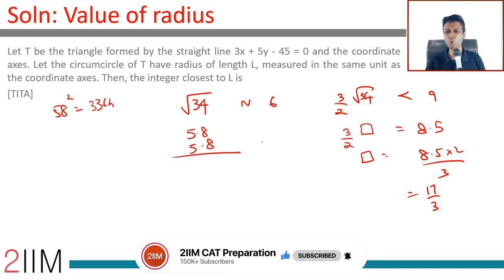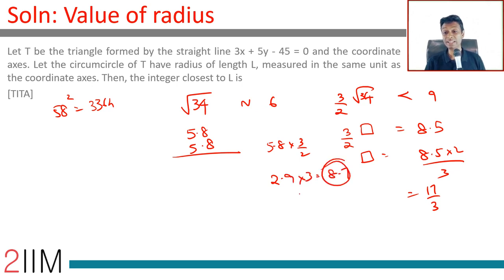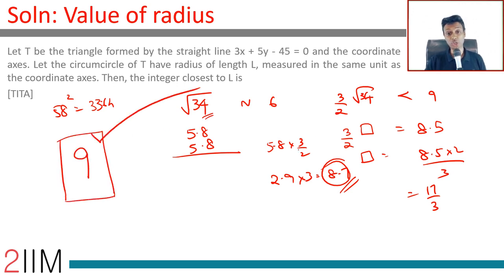And so that is close. 5.8 into 3 by 2 is 2.9 into 3, 8.7. Even if the square is 33.64, it goes to 8.7 rounded to 9. So square root of 34 will be more than that. It will definitely get rounded to 9. You're going to be given a calculator, but even otherwise, you can confidently say that the integer closest to L is 9.